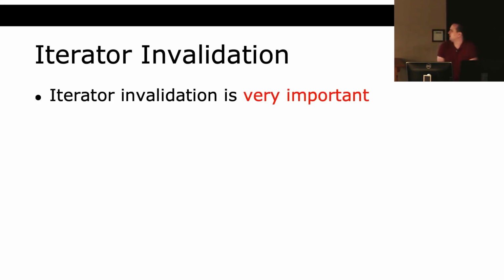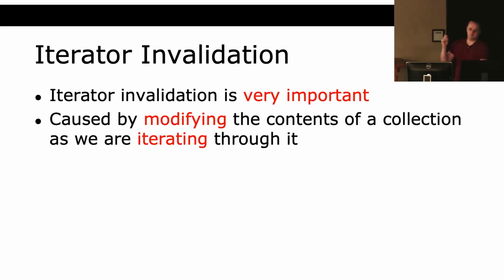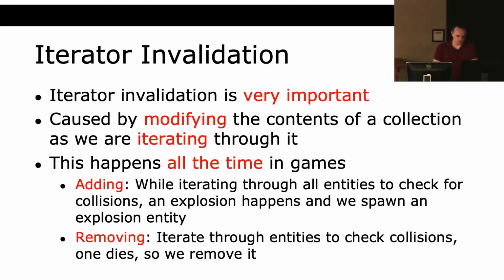Iterator invalidation is a very important concept, and it's caused by modifying the contents of some sort of collection while you are iterating through it, okay? So we'll see an example of that. It happens all the time in games.